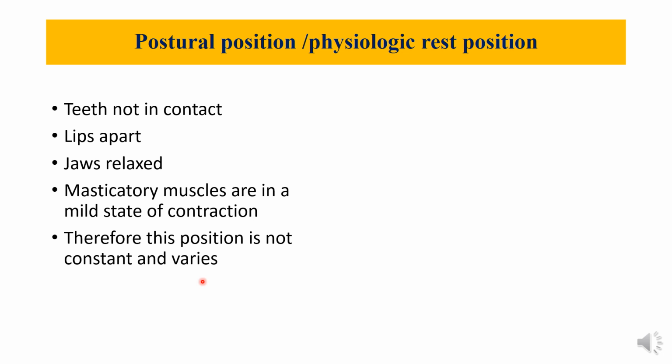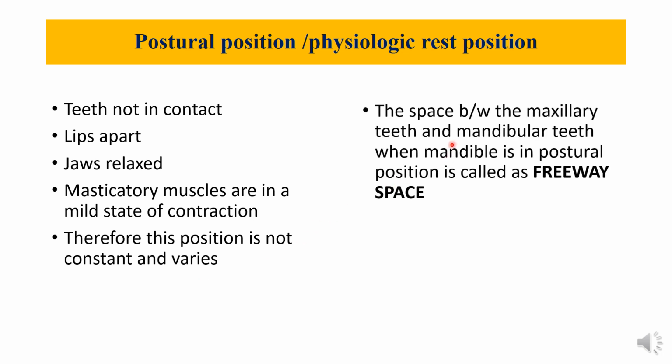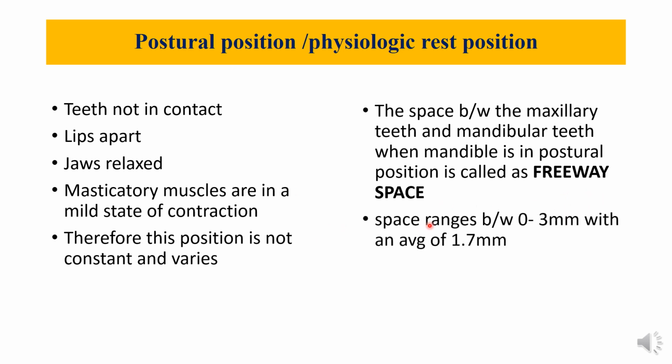But this rest position is not constant actually, because if we lie down or if we move our head, this position may vary. Now, at this position, when the jaws are relaxed, when the teeth are not in contact, and when the lips are apart, there will be a slight space between the maxillary teeth and the mandibular teeth when the mandible is in a postural position, and that space is called the freeway space. Approximately the freeway space will range between 0 to 3 mm with an average of 1.7 mm in an adult individual. Okay, that is called the postural position.